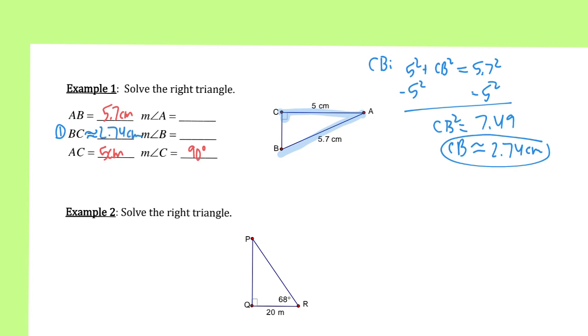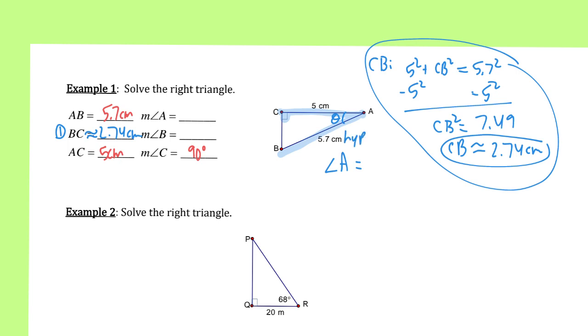And then I've got to find the measure of each of the other angles. Again, you're only allowed to use given data to find each of those answers. So if you want to find the measure of angle A, theta, using cosine, I know the adjacent leg and I know the hypotenuse. So that would be cosine from A's perspective equals 5 over 5.7.